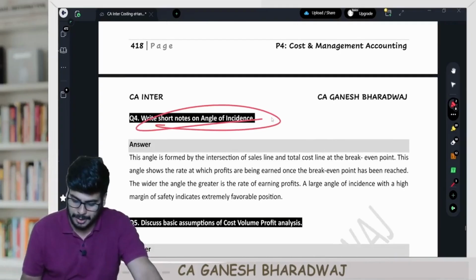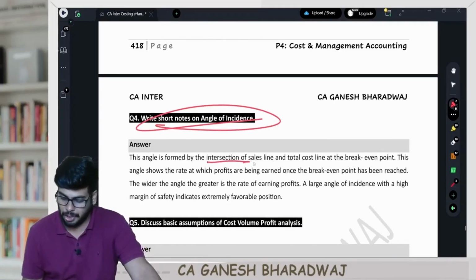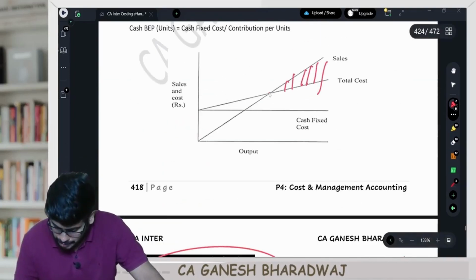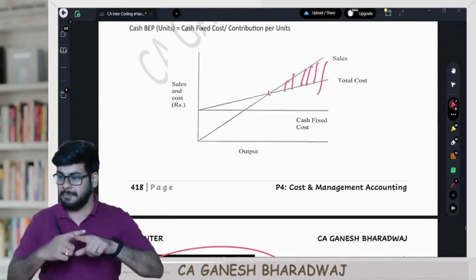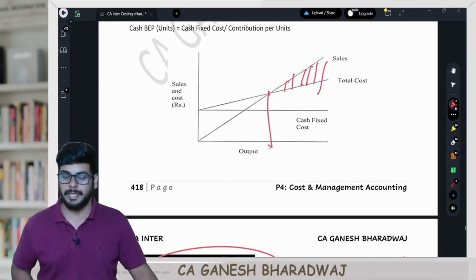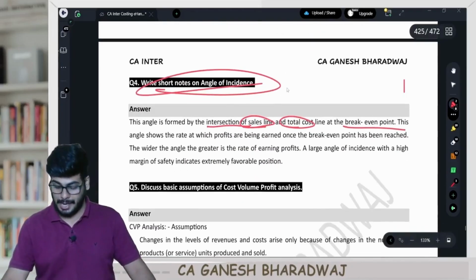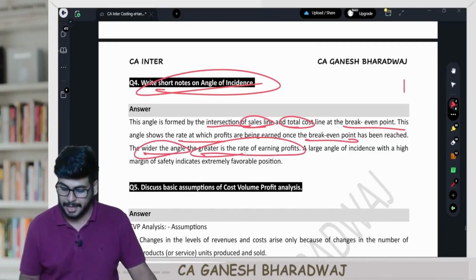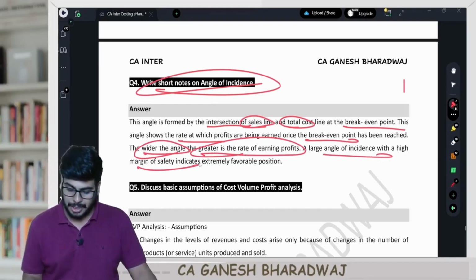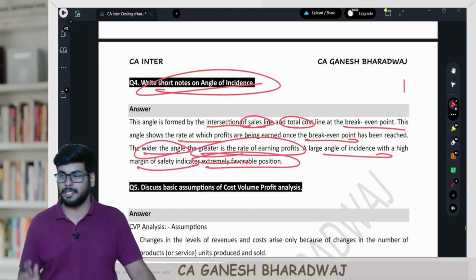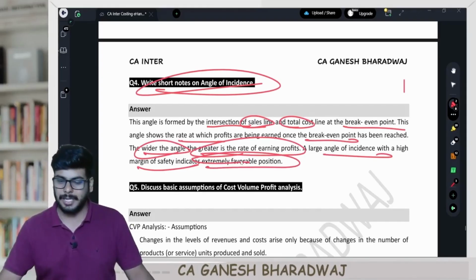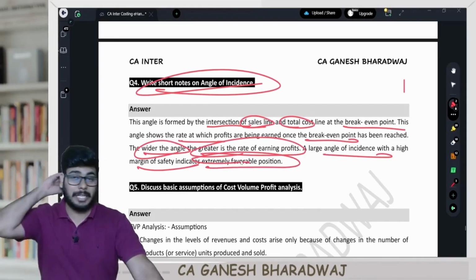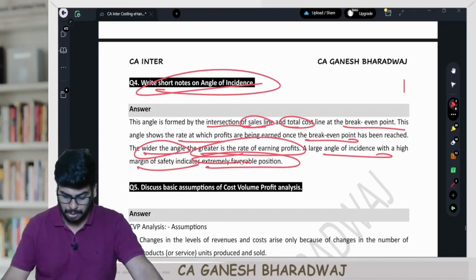Write short notes on angle of incidence. It is the angle formed by the intersection of the sales line and the total cost line at the break-even point. This is the point where my sales and total cost meet to form my break-even point. The angle that is formed after this is called the angle of incidence. This angle shows the rate at which the profits are being earned once the break-even point has been reached. The wider the angle, the greater is the rate of earnings. A larger angle of incidence with a high margin of safety indicates an extremely profitable situation. Are you clear with this, guys? Don't think it's some mathematics angles they're asking. It's very simple. This is all it is.